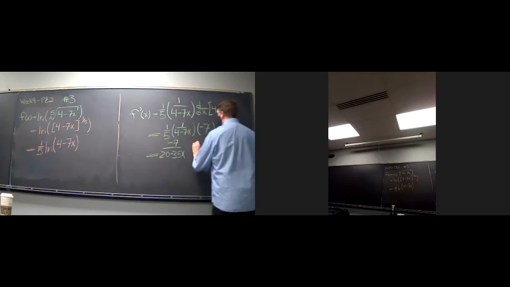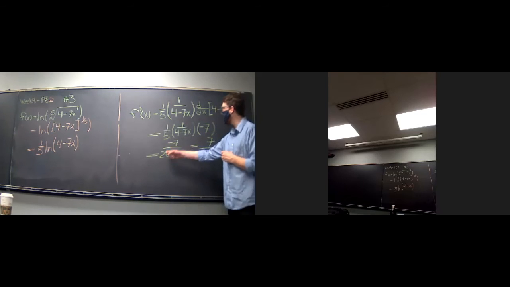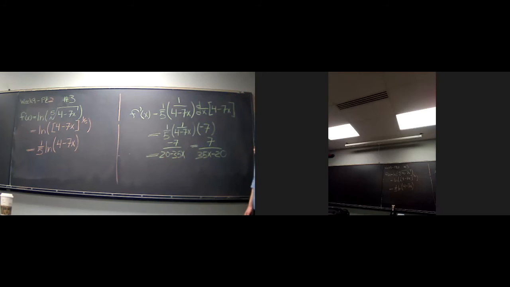If we wanted to, we could rewrite this as 7 over 35x minus 20. And all we'd be doing here is distributing this negative through our denominator.